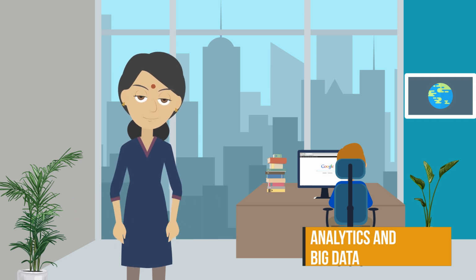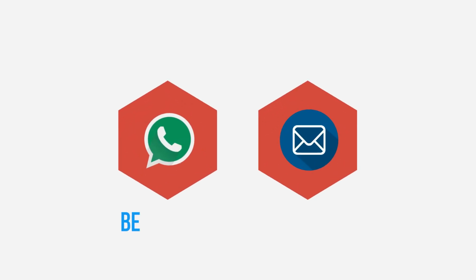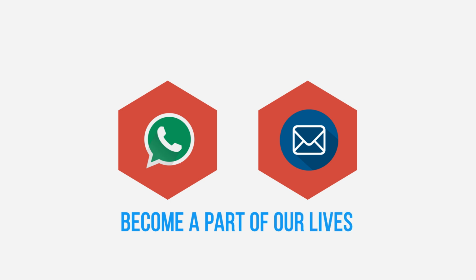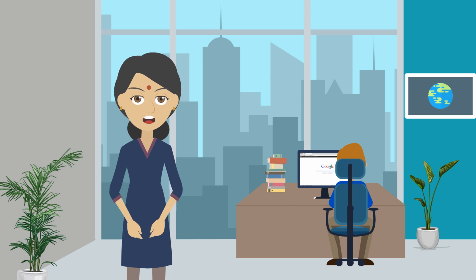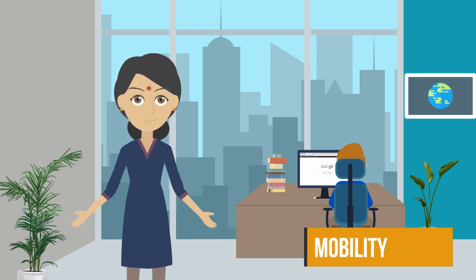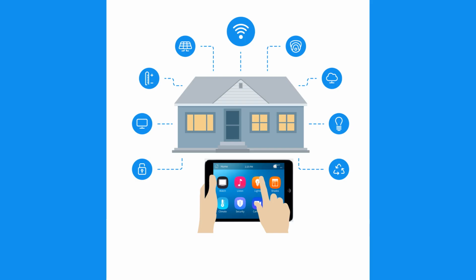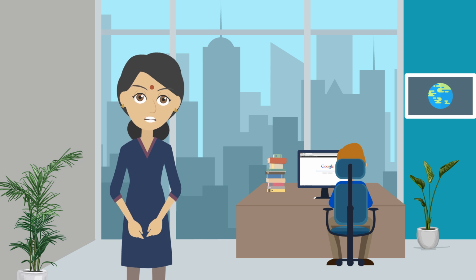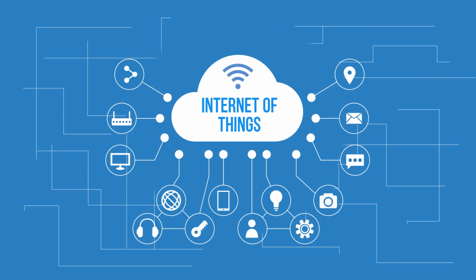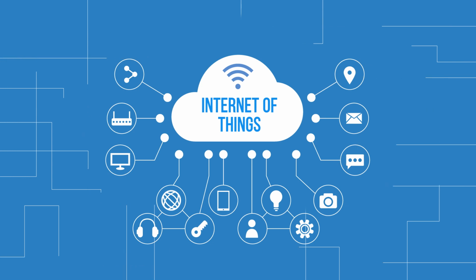Isn't it amazing? WhatsApp and emails have become a part of our lives. But how are you able to access them anywhere and at any point of time? That's because of mobility. Oh, how can I forget? Nowadays, home automation is so trendy. Do you know what concept works behind it? Internet of Things is the parent technology behind it.